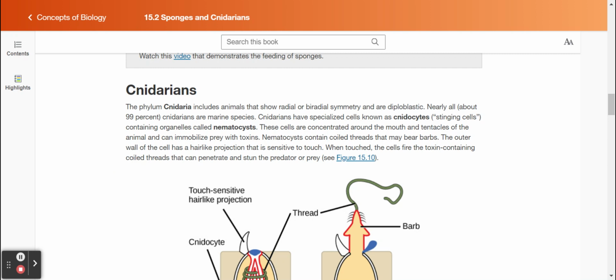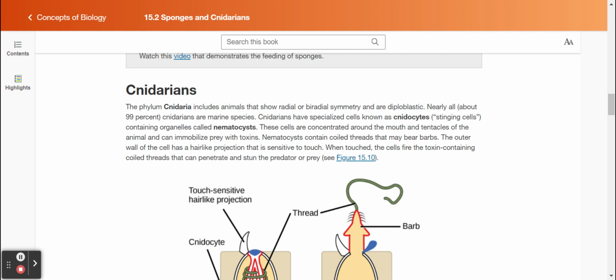Cnidarians. The phylum Cnidaria includes animals that show radial or biradial symmetry and are diploblastic. Nearly all, about 99%, of cnidarians are marine species. Cnidarians have specialized cells known as cnidocytes, or stinging cells, containing organelles called nematocysts. These cells are concentrated around the mouth and tentacles of the animal and can immobilize prey with toxins.